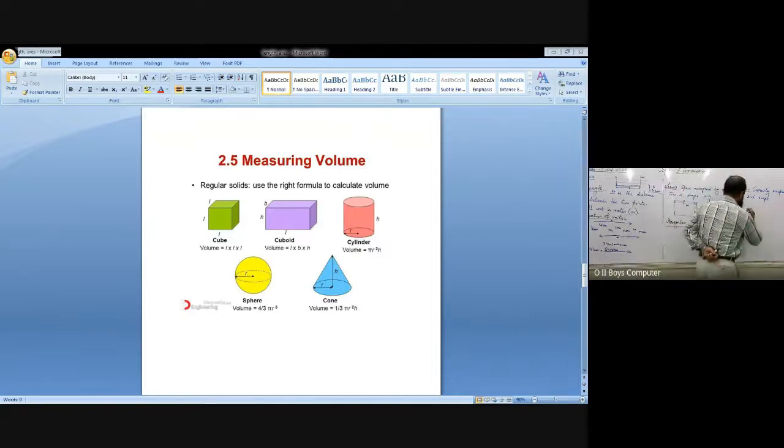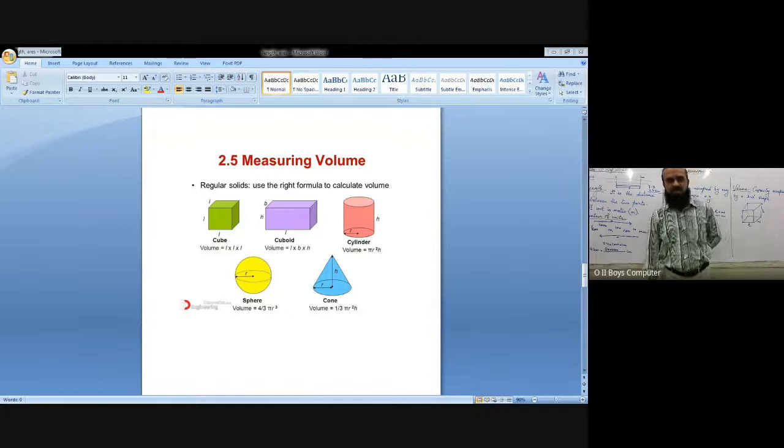Say a cube is there. A cube has all square faces, 6 faces along with it. And now it has three lengths, length, width, and the height. How much space is in between this object, or what is the capacity of this box or cube? This is called the volume of the cube.